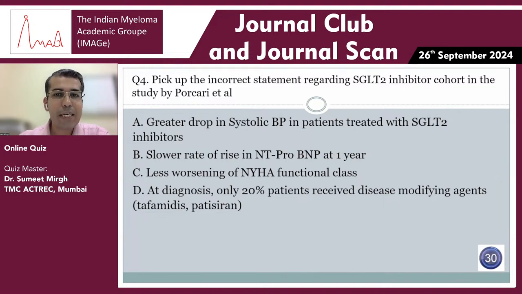Question 4. Pick out the incorrect statement regarding SGLT2 inhibitor cohort in the study by Porcari et al. This is for the journal scan article. A. Greater drop of systolic blood pressure in patients treated with SGLT2 inhibitors. Or B. Slower rate of rise in NT-proBNP at 1 year. C. Less worsening of the NYHA functional class. Or D. At diagnosis, only 20% received disease-modifying agents like patisiran and tafamidis.